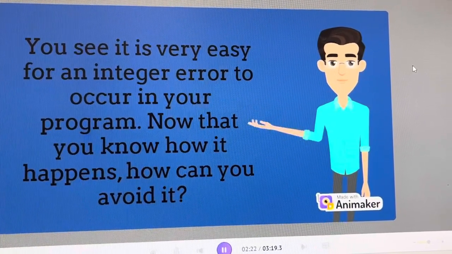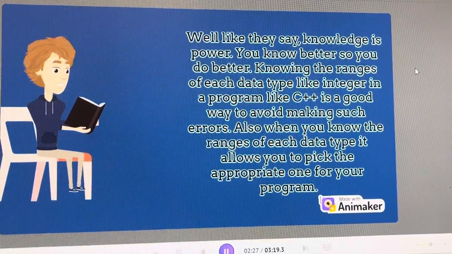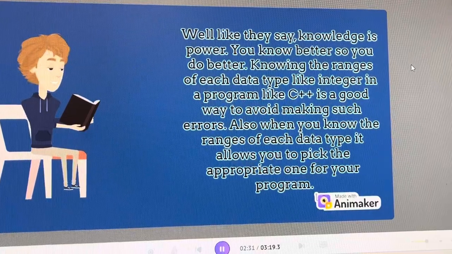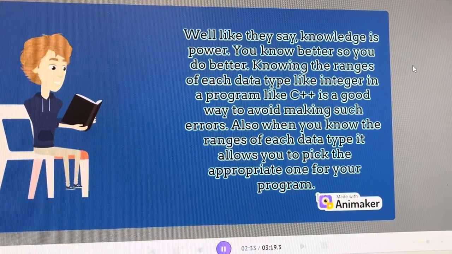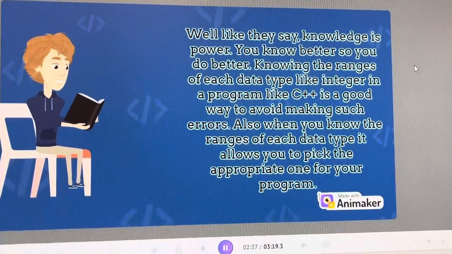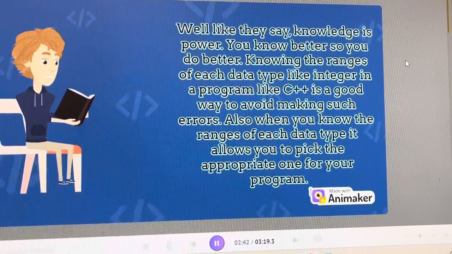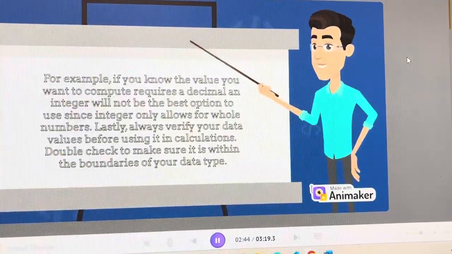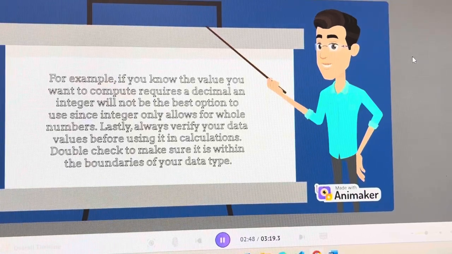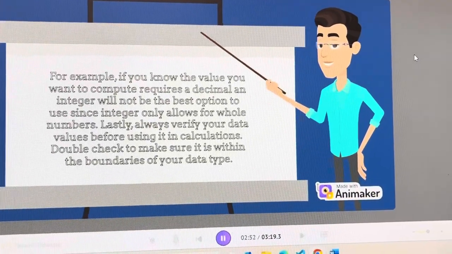Now that you know how it happens, how can you avoid it? Well, like they say, knowledge is power. You know better, so you do better. Knowing the ranges of each data type like integer in a program like C++ is a good way to avoid making such errors. Also, when you know the ranges of each data type, it allows you to pick the appropriate one for your program. For example, if you know the value you want to compute requires a decimal, an integer will not be the best option to use, since integer only allows for whole numbers.